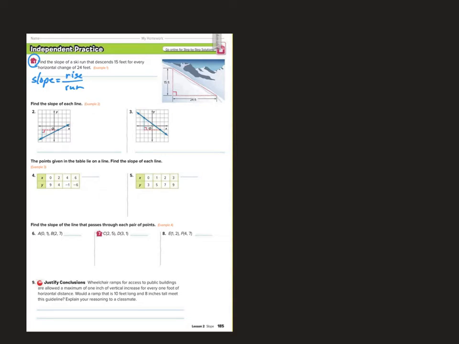And when we look at our graphic here, we've got actually a negative slope because our slope is going down from left to right. So we have a rise of negative 15 because it's going downward over a run of 24. So we just simply write our equation, slope equals negative 15 because the line is going downward over 24. And then we can simplify by dividing each by 3, and we end up with negative 5 over 8. So the slope for number 1 is negative 5 over 8.